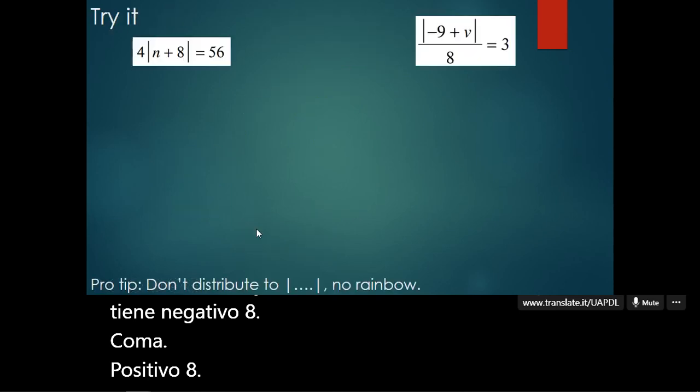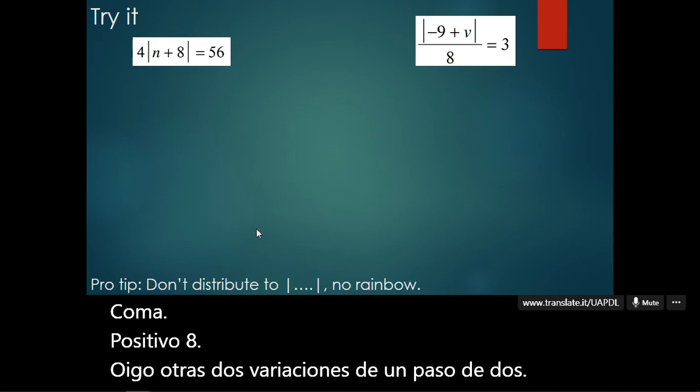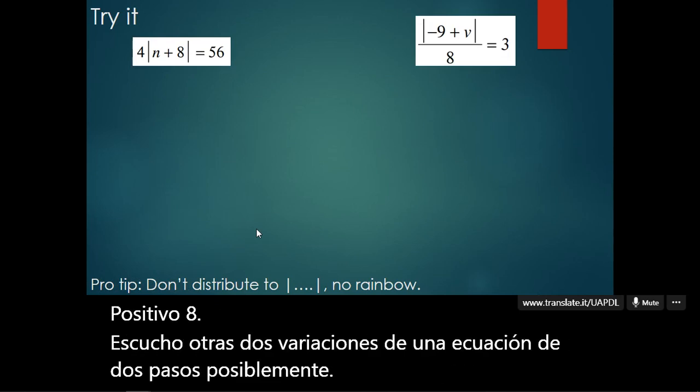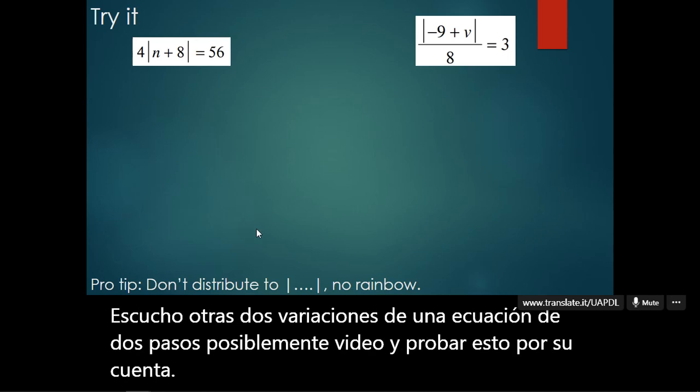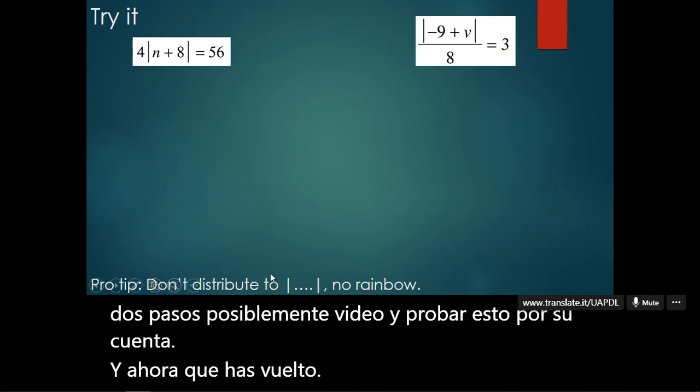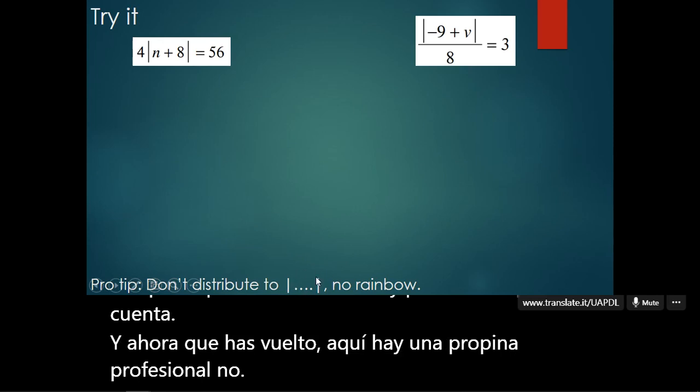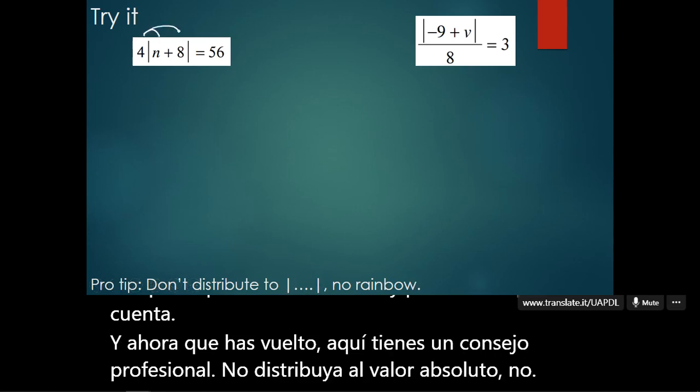Right, here are two other variations of a two-step equation. You can pause the video and try this on your own. And now that you're back, here's a pro tip. Don't distribute to the absolute value, no rainbow. So don't do this, okay?